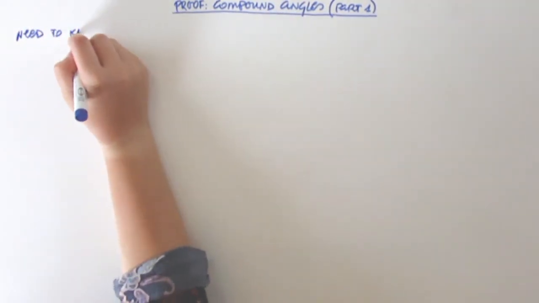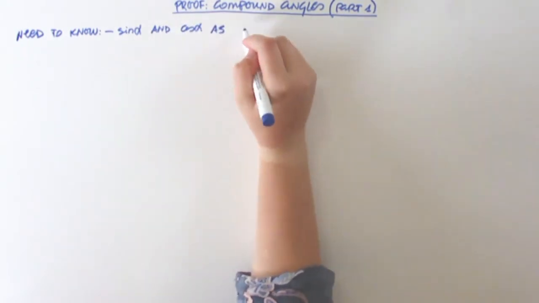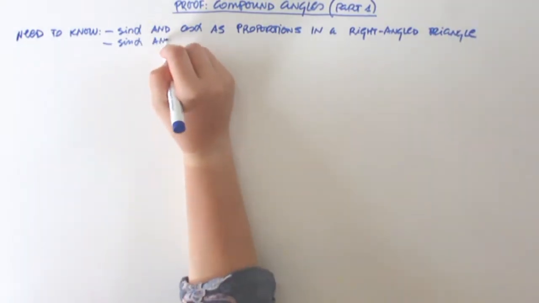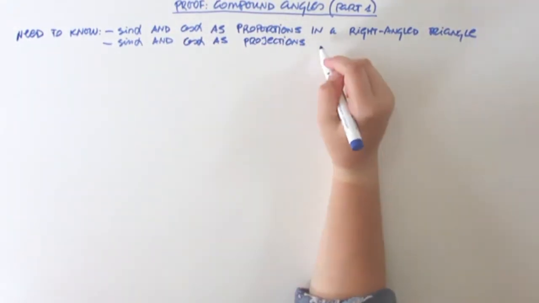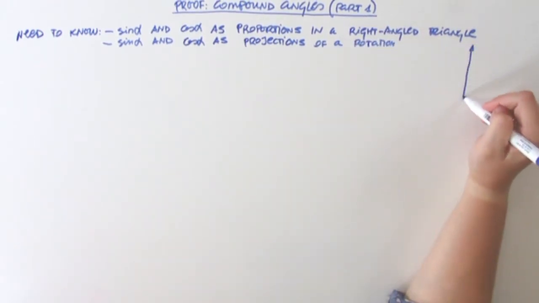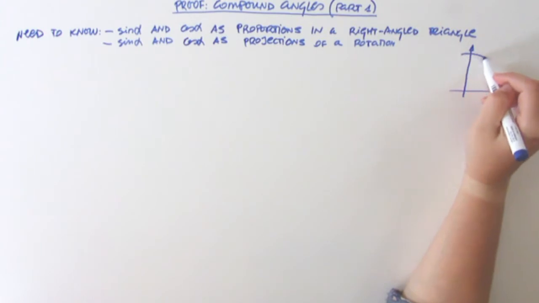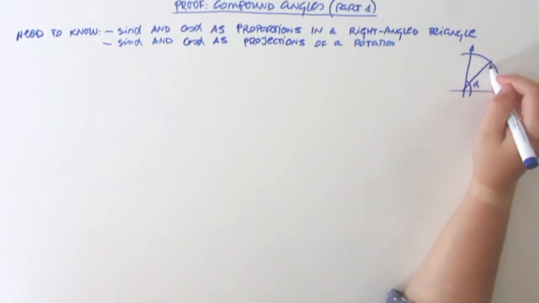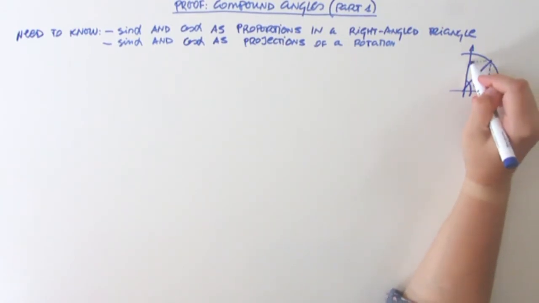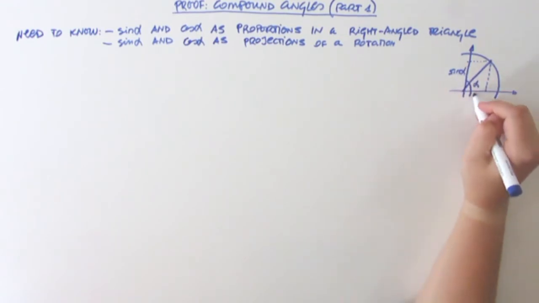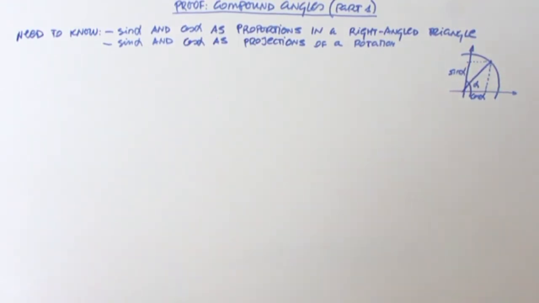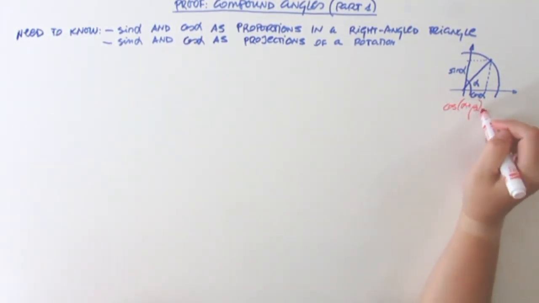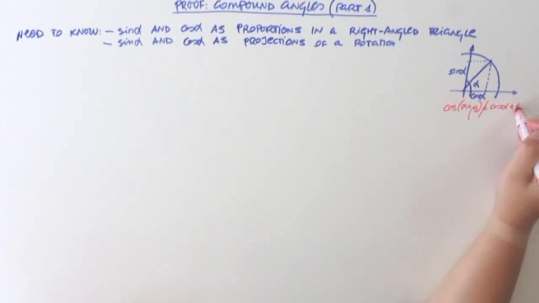Now, to get to the formula, I need to know that the sine and the cosine of an angle are proportions in a right angle triangle, and they are also projections in a rotation. Remember, if we place our angle, which we call alpha, within the goniometric circumference, the cosine of alpha is the horizontal projection of that angle on the x-axis, and the sine of alpha is the vertical projection on the y-axis, which means that the cosine of alpha plus beta, an addition of angles, is not going to be the same as cosine of alpha plus cosine of beta, and I will need a formula to actually calculate it.